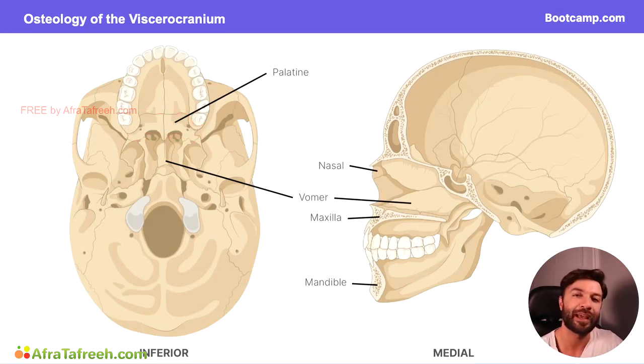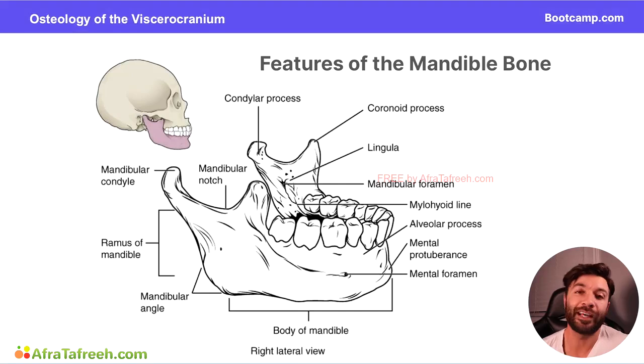So again, just to recap, we have two nasal, two maxillary, two lacrimal, two zygomatic, two inferior nasal conchae, as well as two palatine. So that's 6 times 2, which is 12. And then we have one vomer and one mandible, which is 14 bones, which comprise the viscerocranium. So now let's take a look at the mandible in a little bit more detail on some of its features.